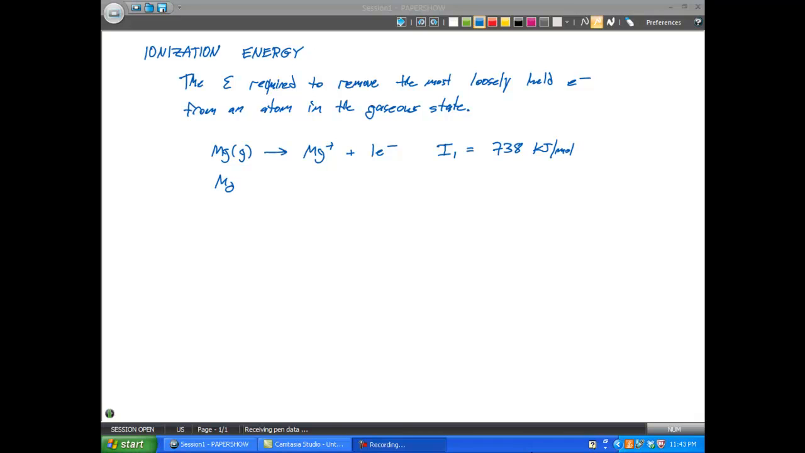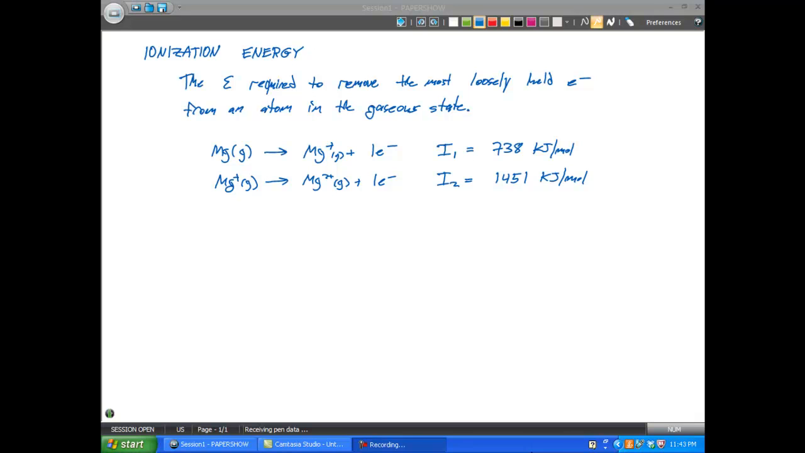If we continue to remove an electron from that magnesium, we can get magnesium 2 plus and another electron. And the second ionization energy is going to be equal to 1451 kilojoules per mole.